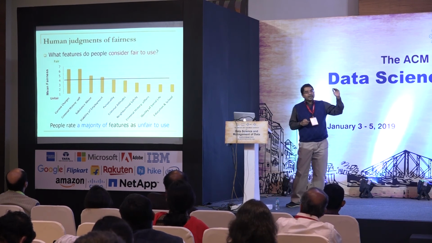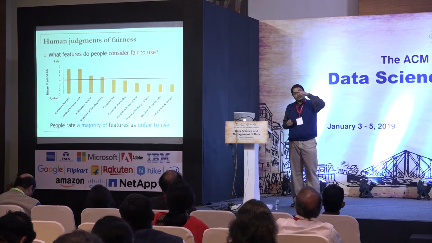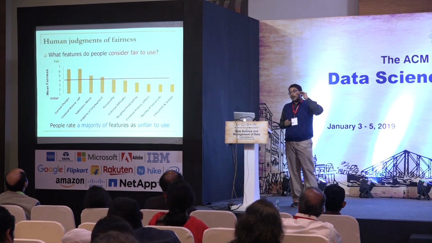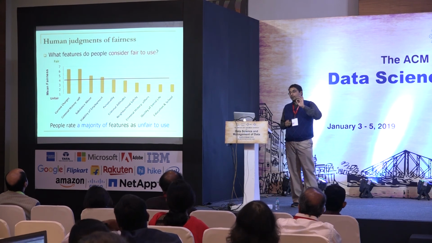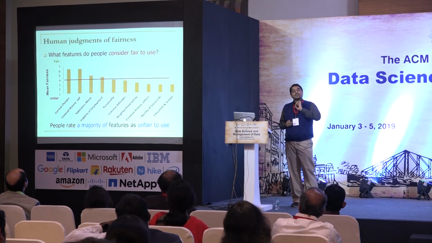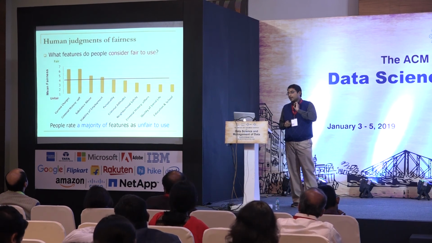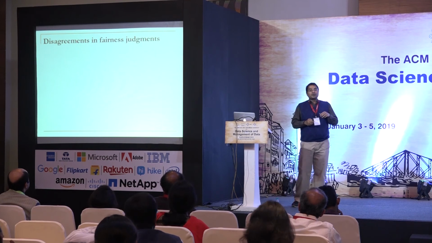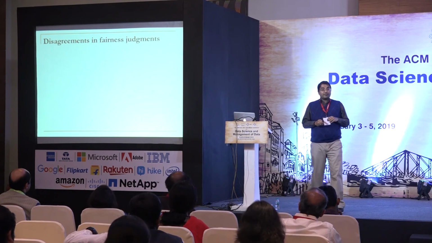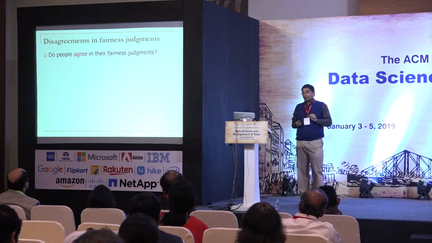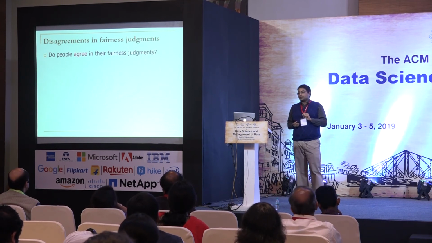Now, if you look at the median bar, which indicates that people are unsure about the fairness, in our survey, a majority of the features that Compass is gathering data about are rated as unfair to use. Furthermore, it's not just that people thought that a lot of these features were unfair. There was considerable disagreement amongst the people about the use of these features.